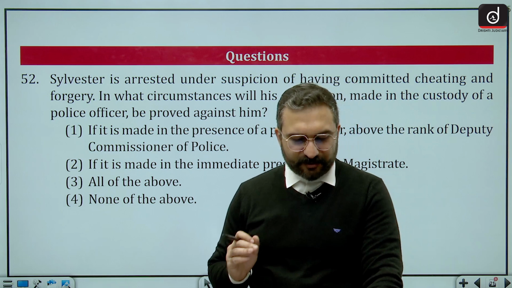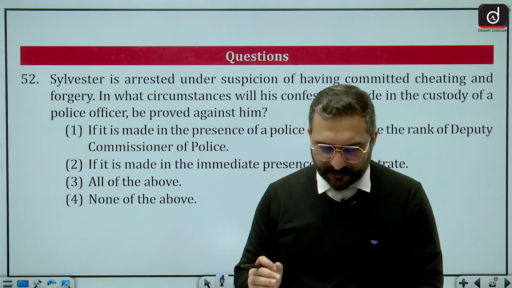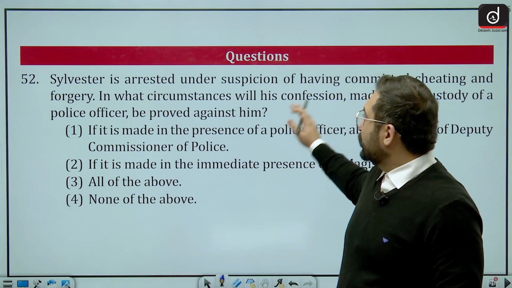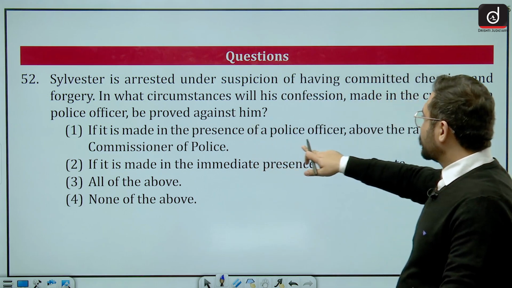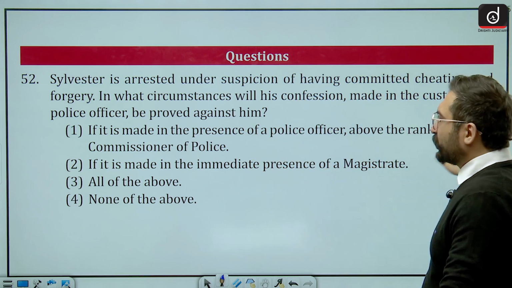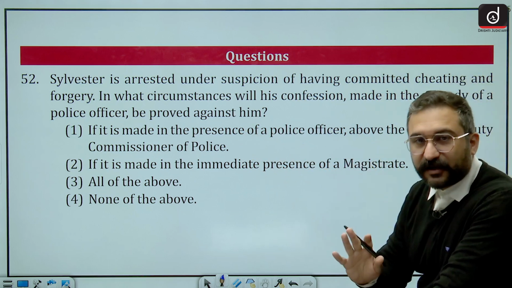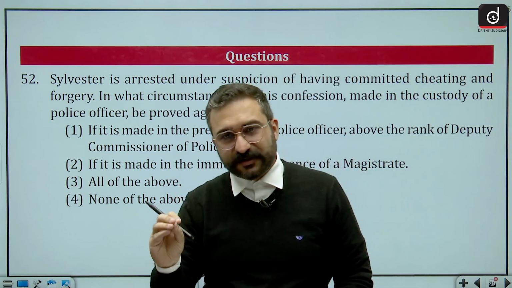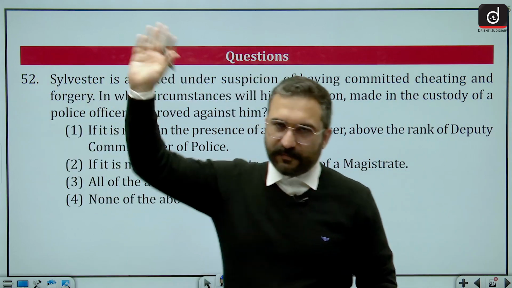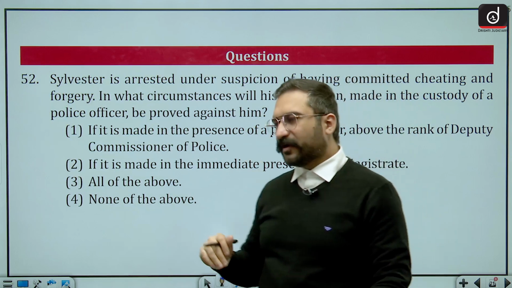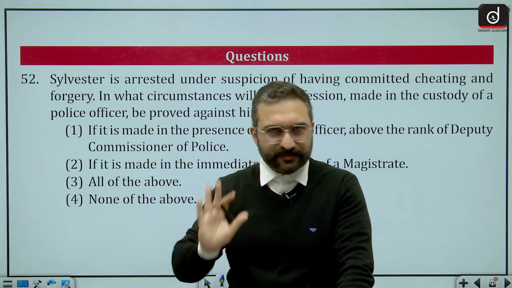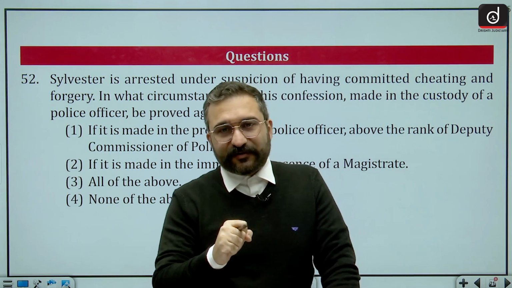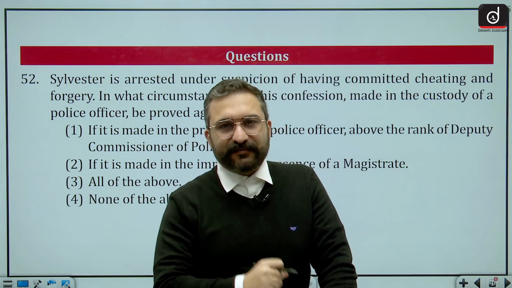Section 25 says that no confession made to a police officer shall be proved as against a person. It is very clear, but here let's see what the options are. If it is made in the presence of a police officer above the rank of Deputy Commissioner, there is nothing like that. If you are making it to a constable or to a DGP, the highest rank, from constable to DGP, everyone is a police officer. Everyone holds the office. That means having the authority, having the power.